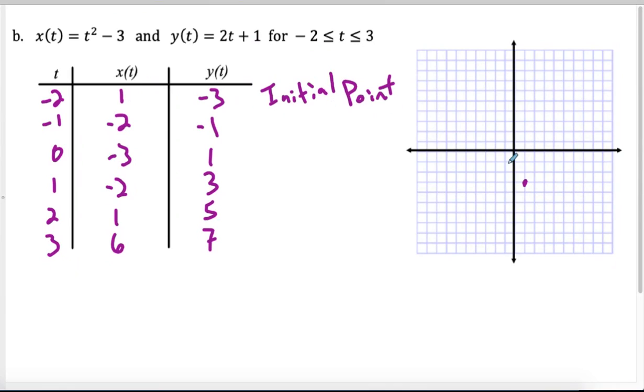So if I plot these coordinates: 1, -3; -2, -1; -3, 1; -2, 3; 1, 5; and 6, 7.